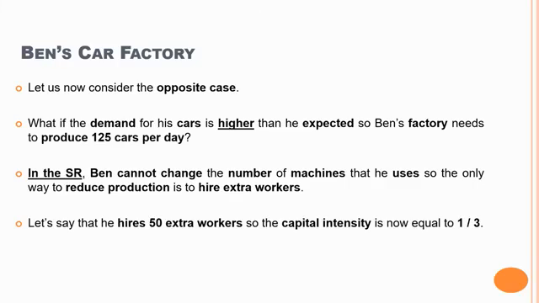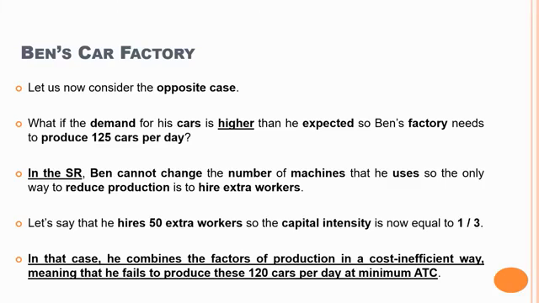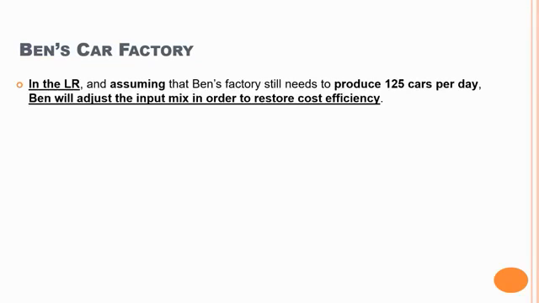So let's say he hires 50 extra workers. So now we have 150 workers for 50 machines. So the capital intensity is too low. Too low means we have too many workers compared to the quantity of machines that we have. Okay, so he combines the factors of production in a cost-inefficient way, meaning that he fails to produce these 125 cars per day at minimum ATC. Well, no big deal. The only thing that matters is that it has to be more than 100.